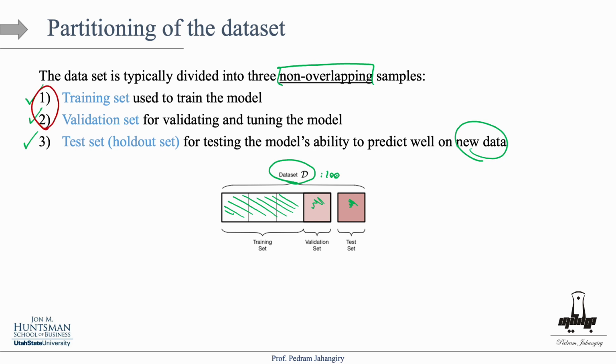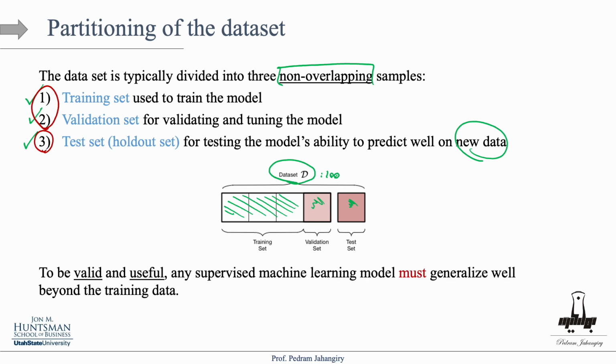so to be valid and useful, any supervised machine learning model must generalize. So this is a term. It must generalize well beyond the training data. We need to make sure that our model is performing well on something it hasn't seen before, right? And so as you can see, we need to divide the data into three parts, right? So this suggests that in machine learning, we need to have some basically large data sets. But what if we don't have that large data set? Let's see what we can do with that.